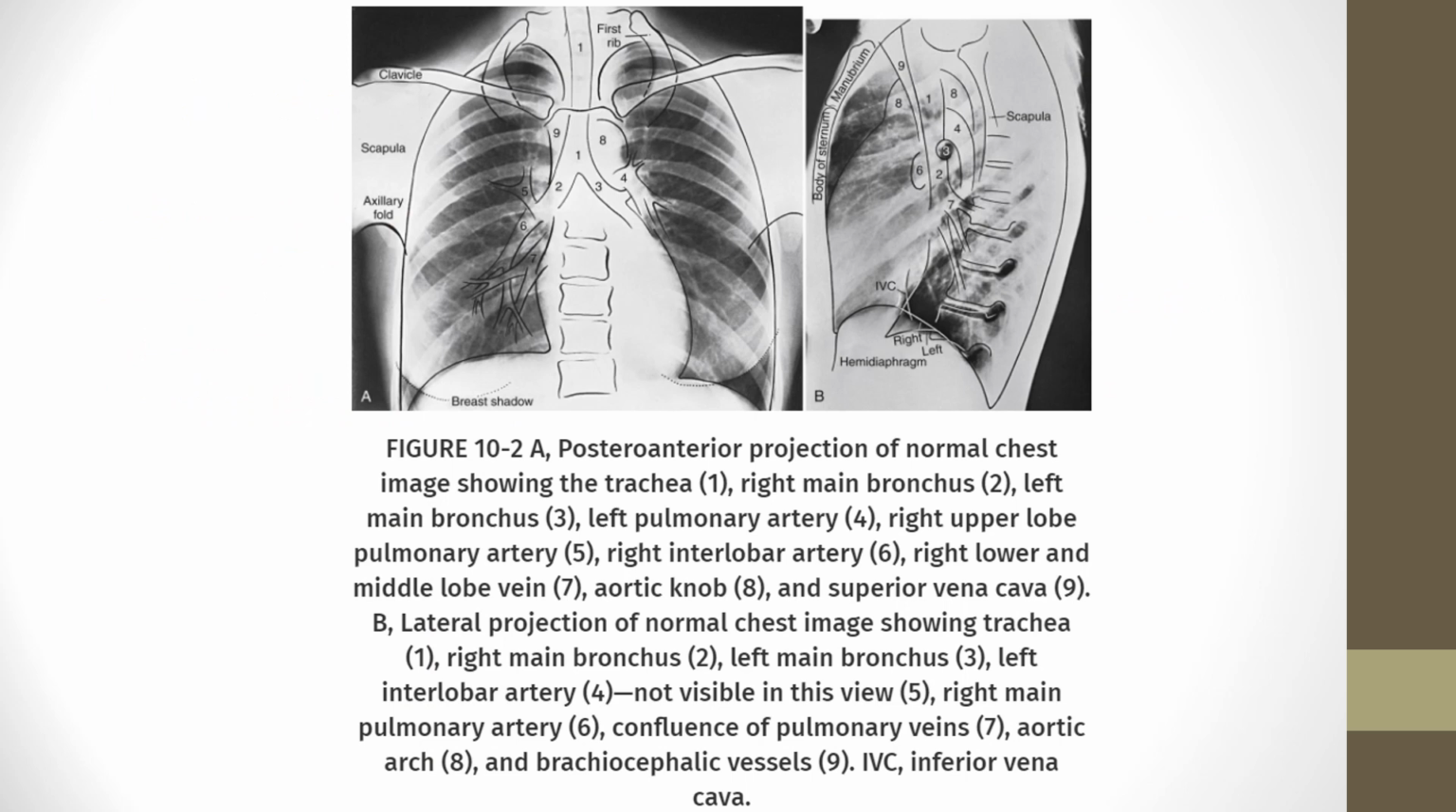This is a good figure. I think I took this one directly from your Wilkins book, and it highlights the primary landmarks that you would see. You see your carina, your first rib. Follow your first rib down, and then you count from there. You want to be able to see these things and recognize them.